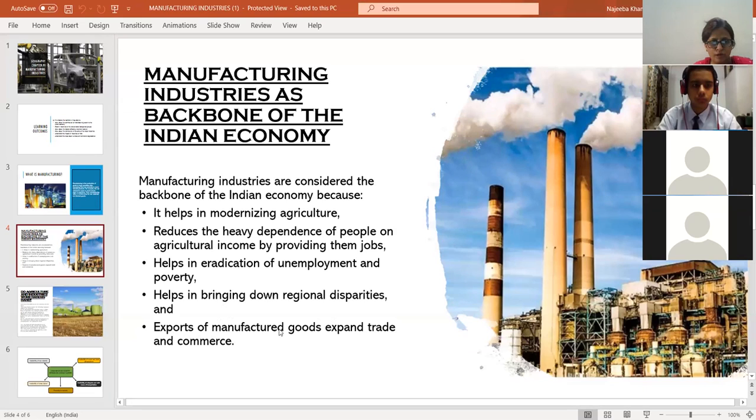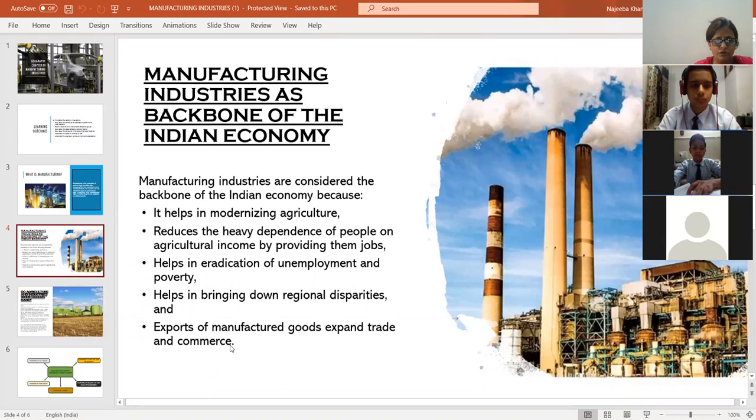Then, exports of manufactured goods expand trade and commerce. So the last point says that our industries are exporting also. Our industries are earning a lot of foreign exchange, and it helps our country. You need foreign exchange. If you are earning foreign exchange by exports, our trade is expanding. We are very famous in the international markets.